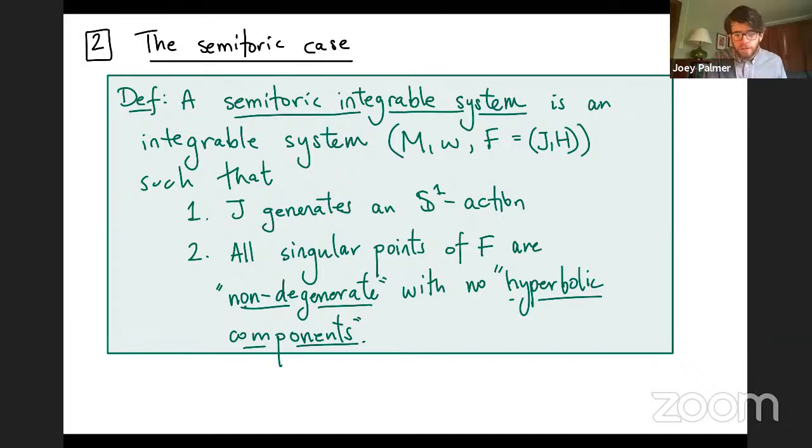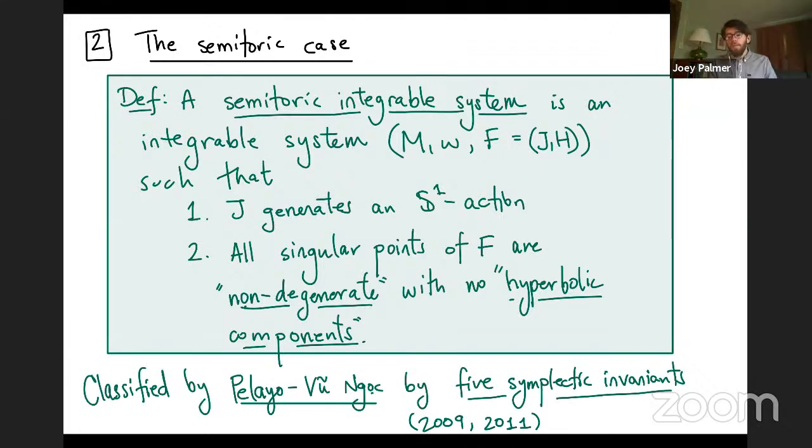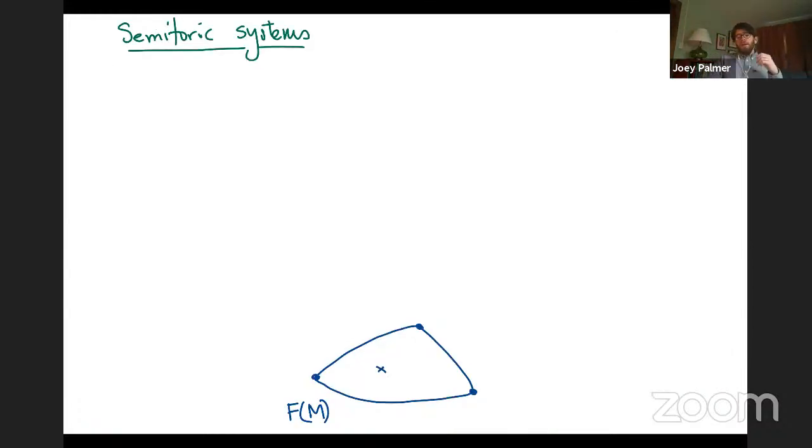But at first, I should just mention that these were classified a little bit more recently, about 10 years ago, by Pelayo and Vũ Ngọc in terms of 5 invariants. And one of these invariants is a polygon, analogous to the toric case. So, right. So here's the image of a semi-toric system. It doesn't have to be a polygon right now. The toric systems, you automatically get a polygon.